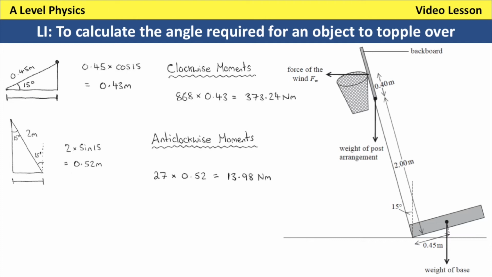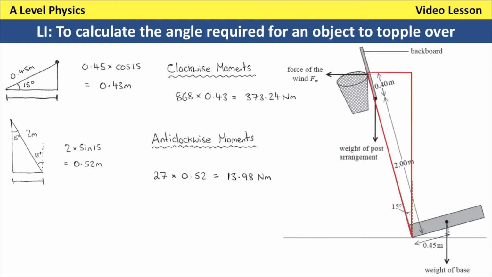Now, the last thing to consider is, of course, the force of the wind that we're actually trying to work out. We know that the force of the wind is also providing an anti-clockwise moment, and we know that it is going to be 2.4 meters away from the pivot point, but again, that is not the perpendicular distance.